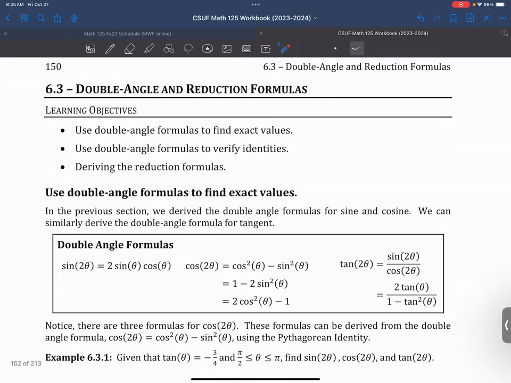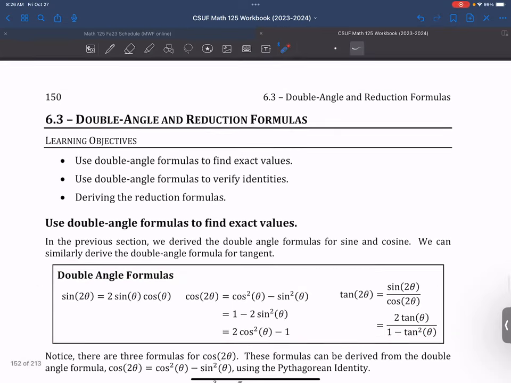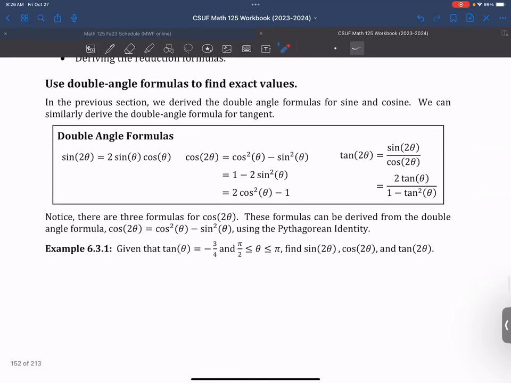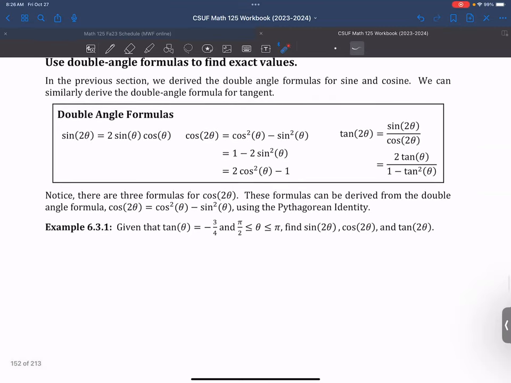But we are going to do 6.3, which introduces double angle formulas, which are these in this box here. So these boxes are going to be very, very important to keep track of. You might want to bookmark these pages or fold the corners of these pages so you can get back to them easier. When you're doing the homework, these are going to be useful. During the exam, you're going to need to know these ones.